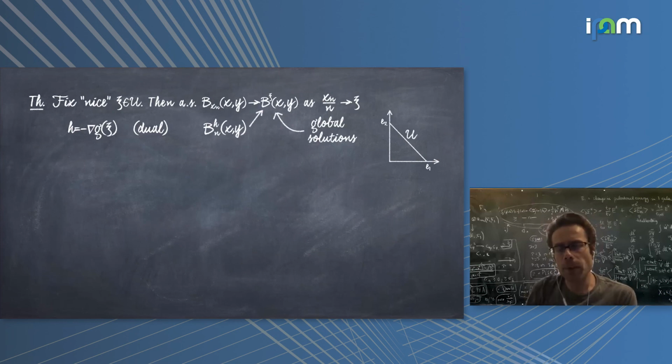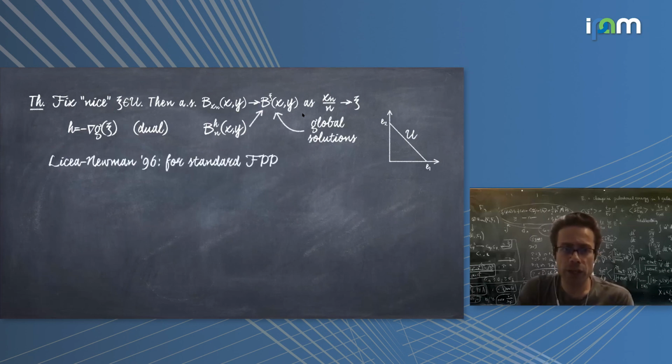So remember, you take n to infinity, that's like taking time to minus infinity, and therefore this limit is actually like the global or bi-infinite in time solution that I've been looking for. And this has been done by Licea and Newman for a cousin model to last passage percolation. First passage percolation just means change omegas to minus omegas. So instead of maximizing, minimize.